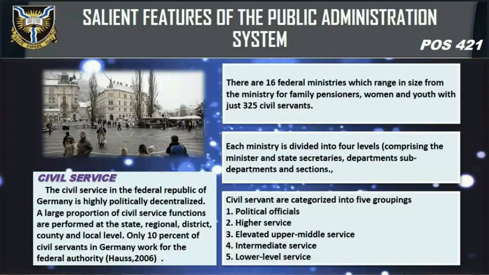Salient features of the public administration system. Civil service. The civil service in the Federal Republic of Germany is highly politically decentralized. A large proportion of civil service functions are performed at the state, regional, district, county and local level. Only 10% of civil servants in Germany work for the federal authority, according to House 2006. There are 16 federal ministries which range in size from the Ministry for Family, Pensioners, Women and Youth, with just 325 civil servants.